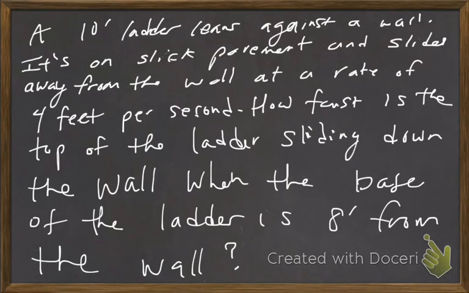Here we have a classic related rates problem. A 10-foot ladder leans against a wall. It's on slick pavement and slides away from the wall at a rate of 4 feet per second. How fast is the top of the ladder sliding down the wall when the base of the ladder is 8 feet from the wall?